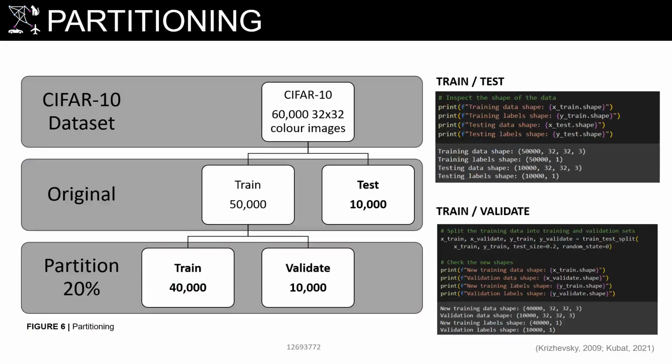Figure 6 shows the CIFAR-10 dataset includes 50,000 images for training and 10,000 for test, Krzyzewski, 2009. Kubat, 2021, recommends setting aside 10 to 20% of the training set to create a validation set. The training set trains candidate models. The validation set evaluates them, preventing overfitting and influencing. And the test set is only used once to perform an unbiased test of the best model on unseen data.